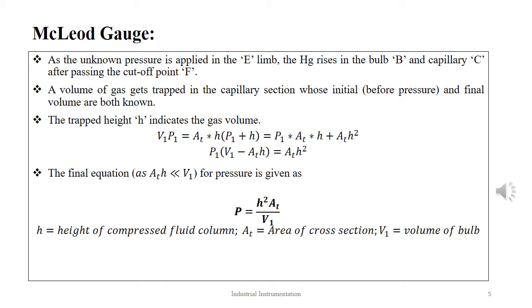Thus we have V1 P1 equal to AT h into (P1 plus h) equal to P1 AT h plus AT h square. Thus we get P1 into (V1 minus AT h) equal to AT h square. Subsequently, upon simplification, we determine the unknown pressure P by the equation P equal to h square AT by V, where h is the height of the compressed fluid column, AT is the area of cross section of the column, and V is the volume of bulb.